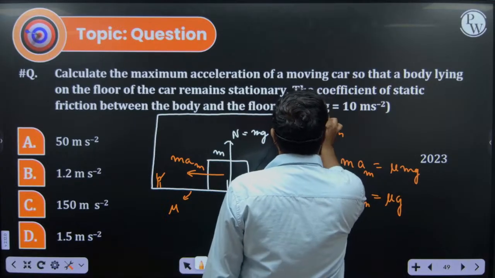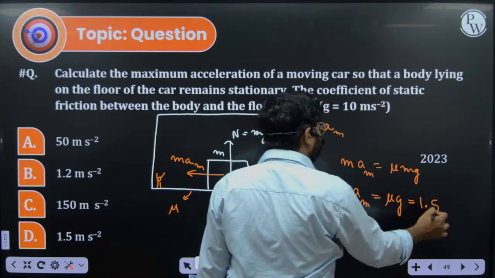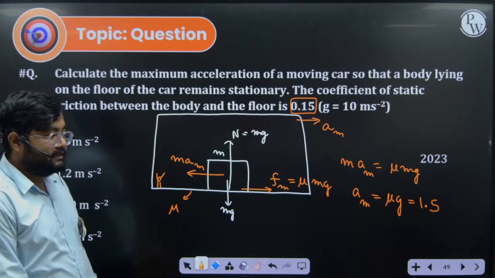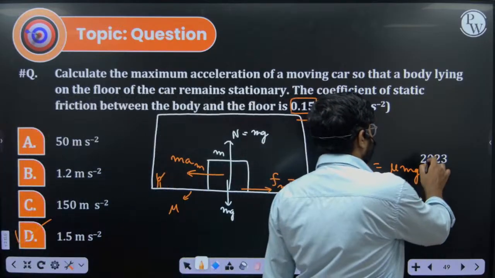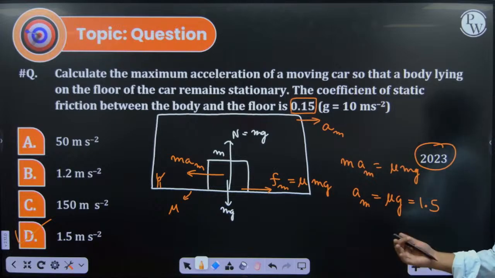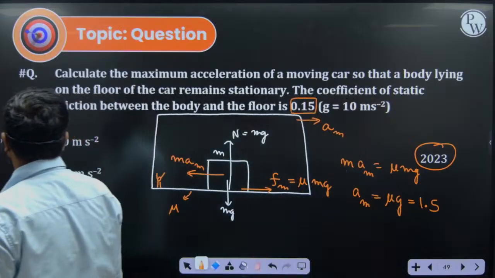So the maximum acceleration comes out as mu g. Mu is 0.15, g is 10. Putting the values, we will get the answer 1.5. Option D is correct. And this question was asked in the year 2023. Not very tough. If you have practiced even a little bit of this type of questions, you will be able to do it.